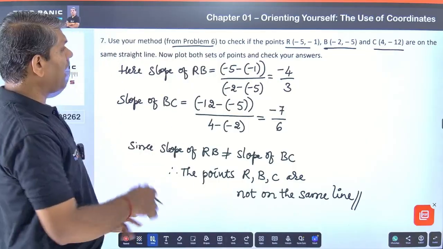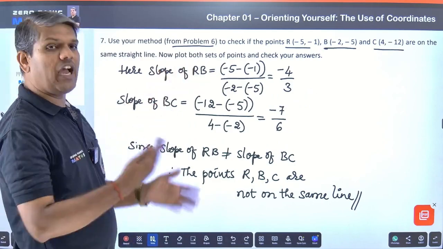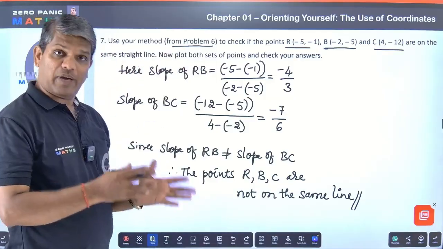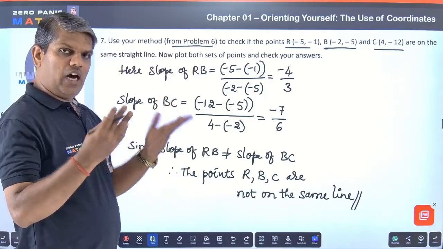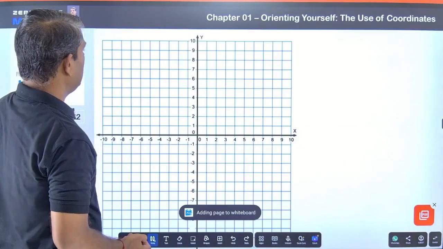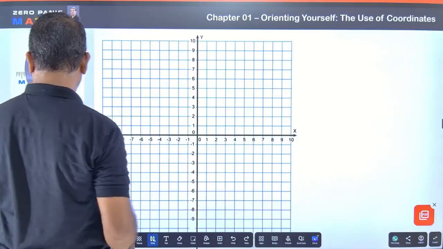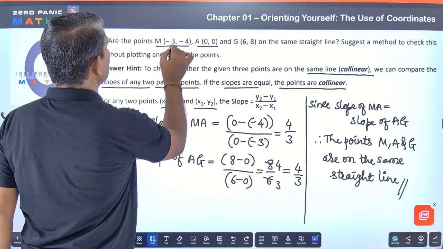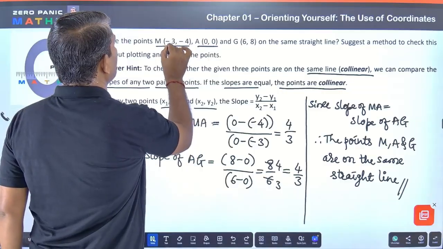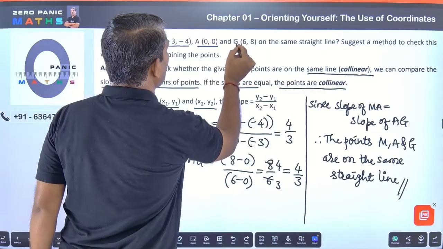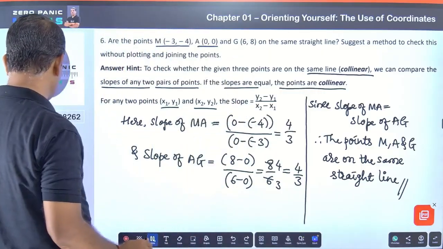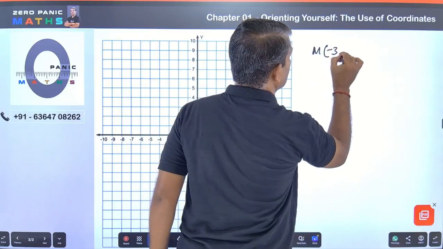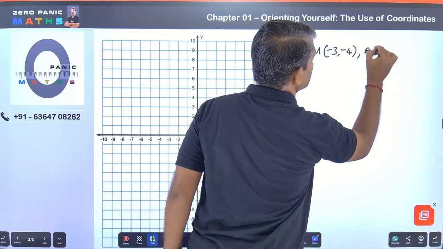Theoretical proof. Practically, the second part is that we have to plot the coordinates given in the problem 6 and 7 and identify whether they fall on the same line or not. Now I have a graph here. Let us identify the points and plot them onto the graph. M, A, G are minus 3 minus 4, 0 0, and 6 8. Let me write those first. M is minus 3 minus 4. A is 0 0.